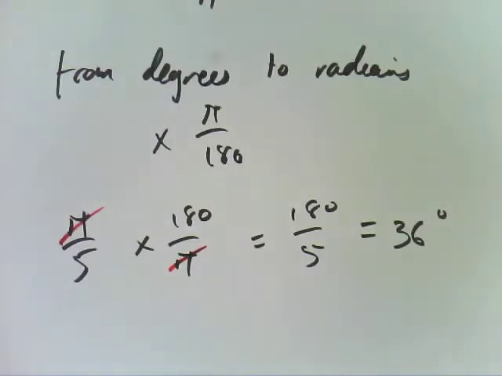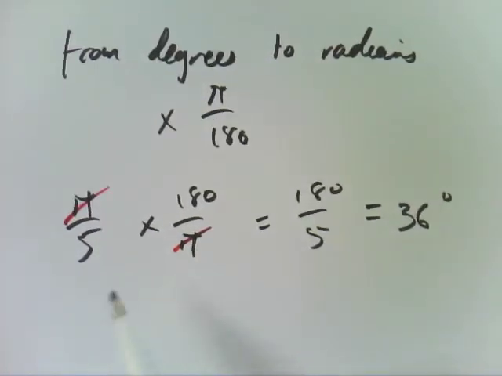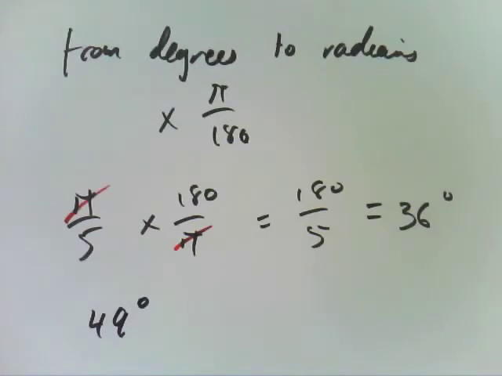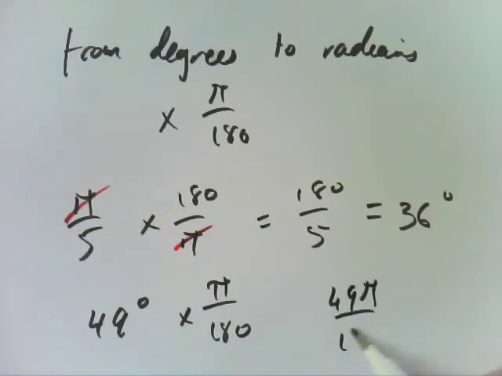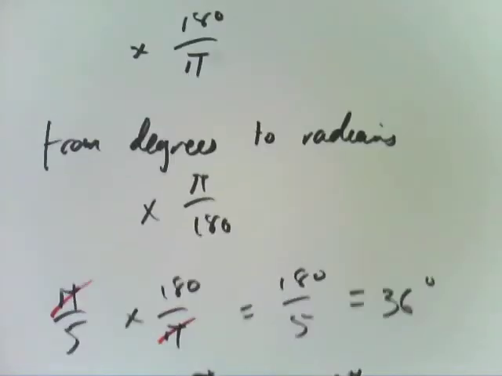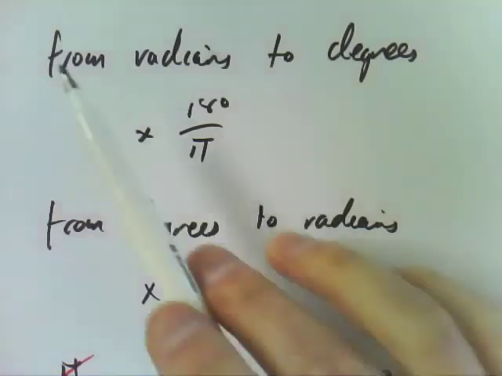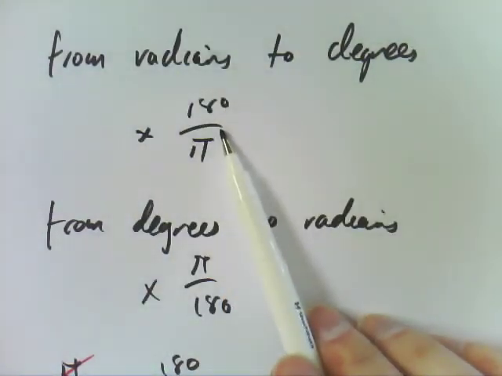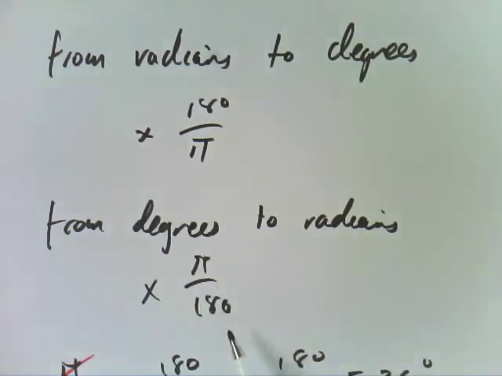If we're going the other way, let's do 49 degrees. This is question 6. So 49 degrees in terms of radians, we're multiplying by pi over 180, which is 49 pi on 180, which of course you could simplify down, but I can't be bothered doing it. Make sense? Just to reiterate, from radians to degrees, multiply by 180 on pi. From degrees to radians, multiply by pi on 180. Guaranteed to be correct now.